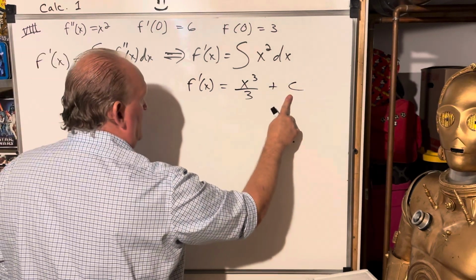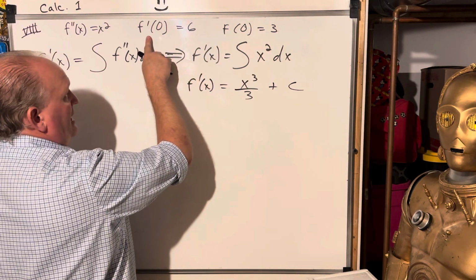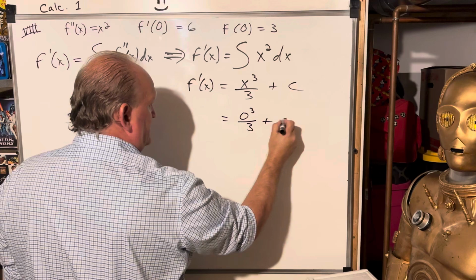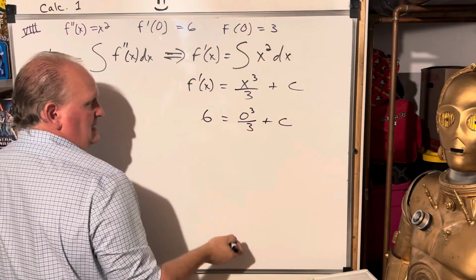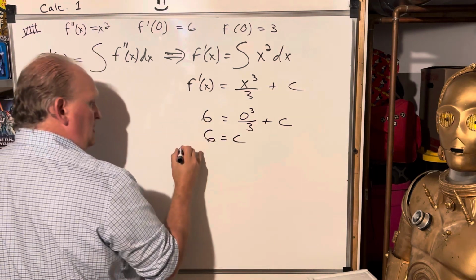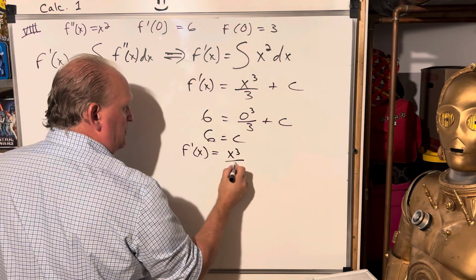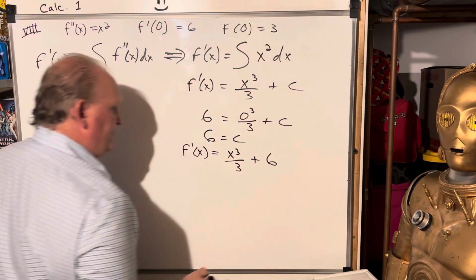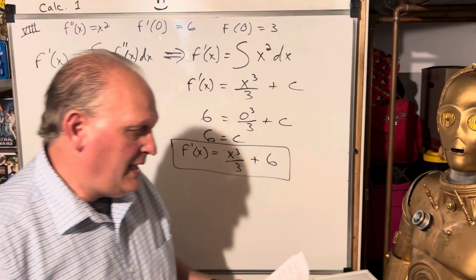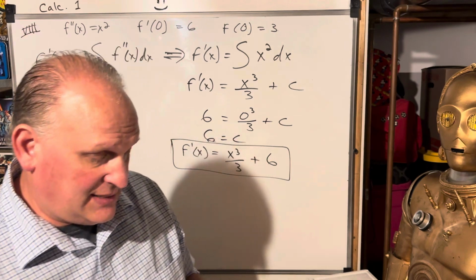Now, note, I have this for the first derivative, so I know f prime of 0. If I put a 0 in for x, I get out a 6, and so 6 is just equal to c. So now I have a particular solution for the first derivative. We got x to the third over 3 plus 6. All right, but that's not what they were after. They wanted the actual function. It says solve the differential given, and so they want us to find f of x.